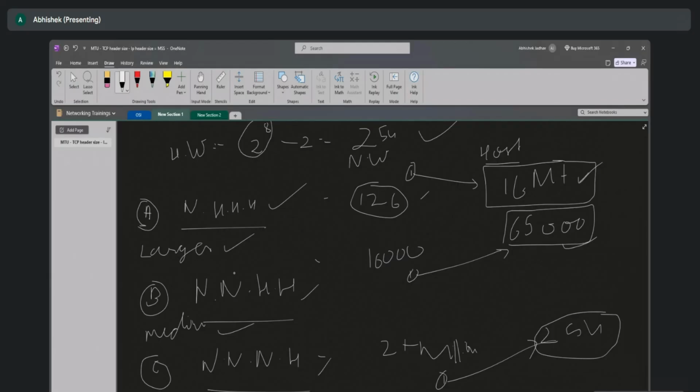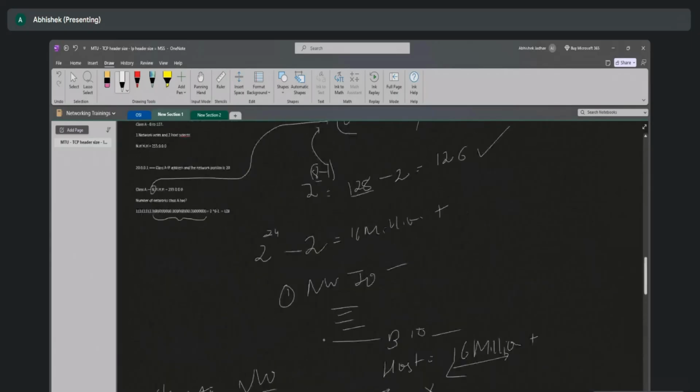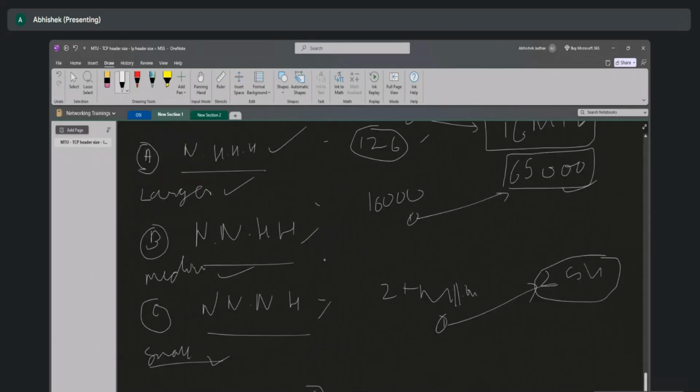Sir, about 128, please go through the network host layer. You mean class A? Yes, sir, class A. Please go through it and tell, 2 to the power of 8 minus 1, what is that, sir? You have written 2 to the power of 8 minus 1 and 128 minus 2. What is that? Right, so let me explain that.